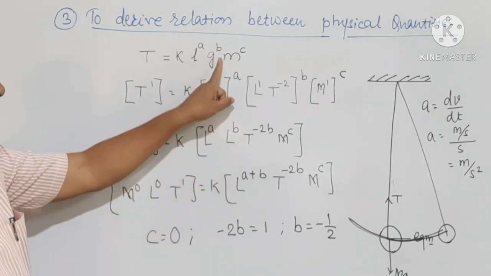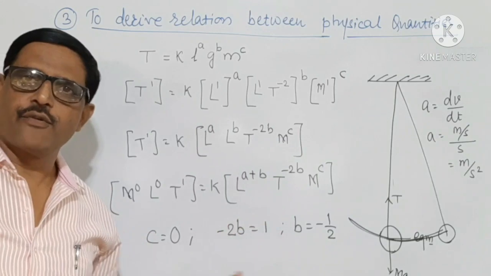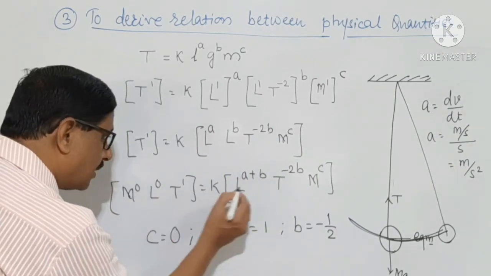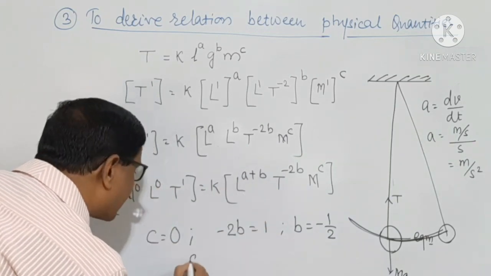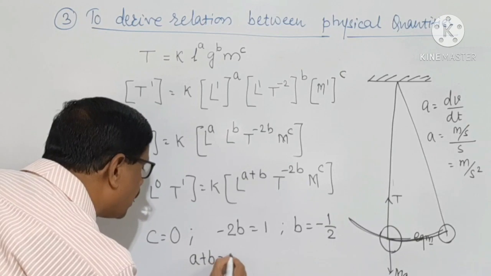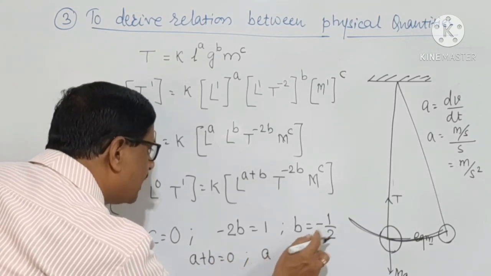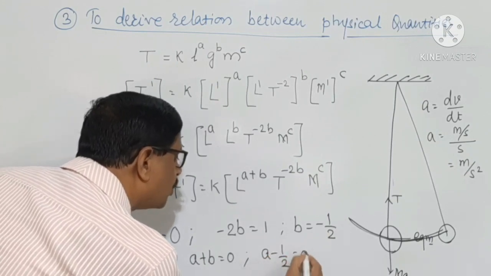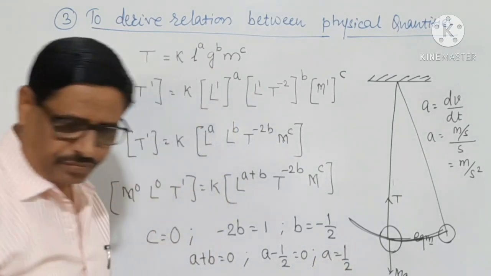The index b here is minus 1 by 2. Just now we found that. Next, a plus b: L is raised to a plus b, but here L is raised to 0. Therefore, I will write here a plus b equal to 0. But just now, what we have determined, b is minus 1 by 2. Therefore, a minus half is equal to 0. Therefore, a is equal to 1 by 2.